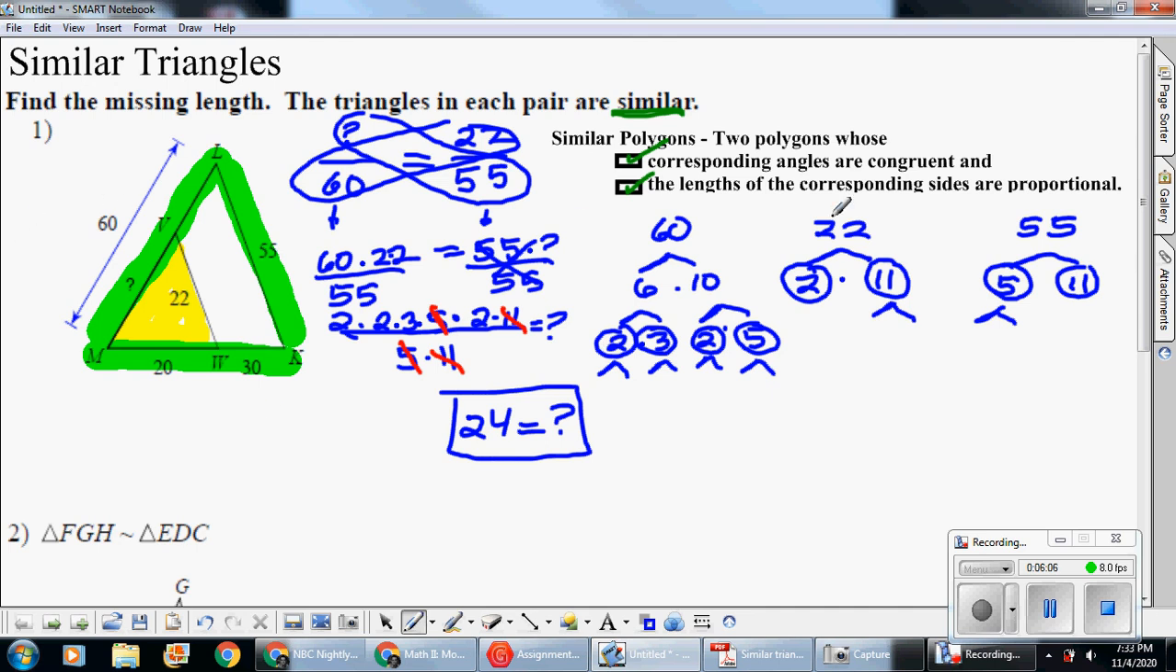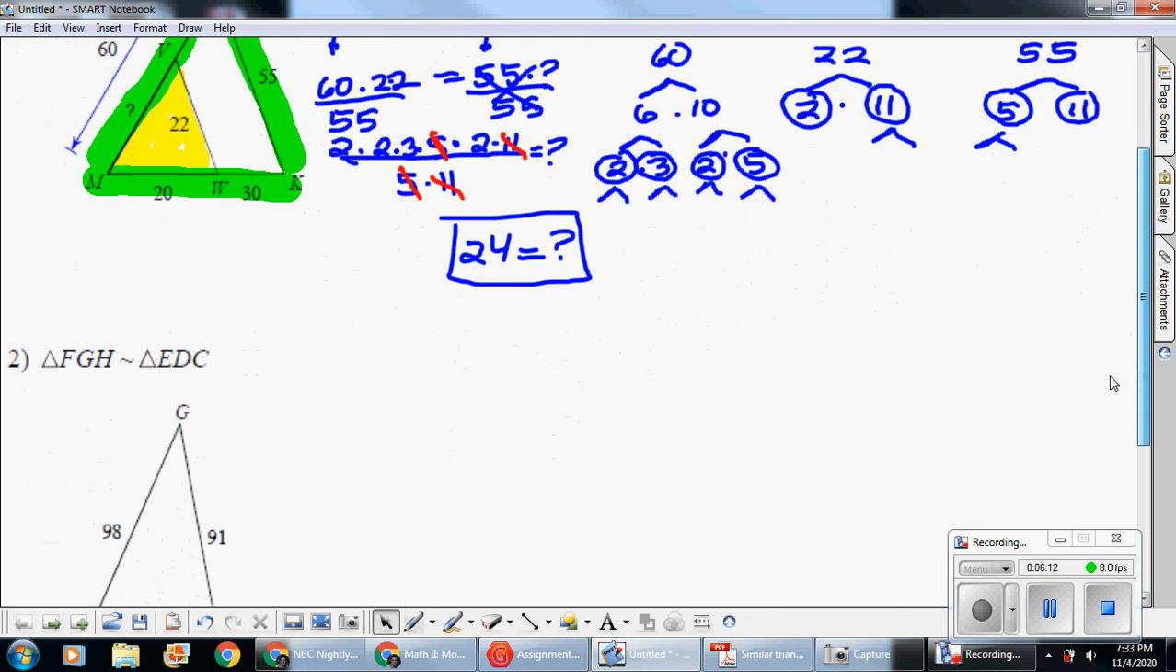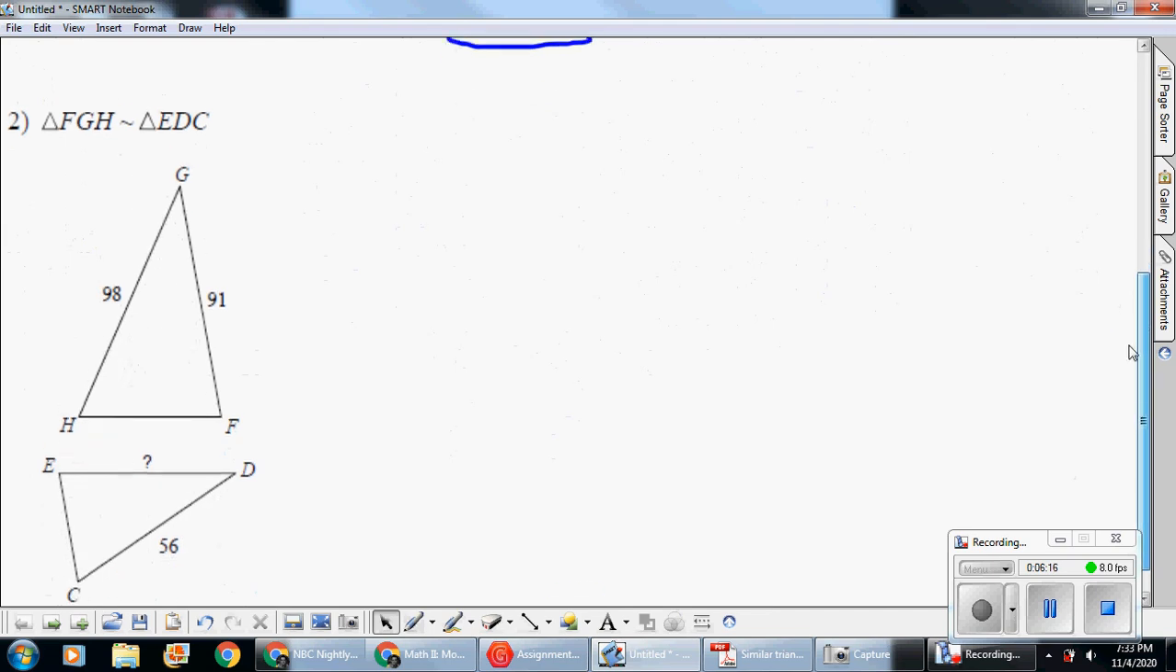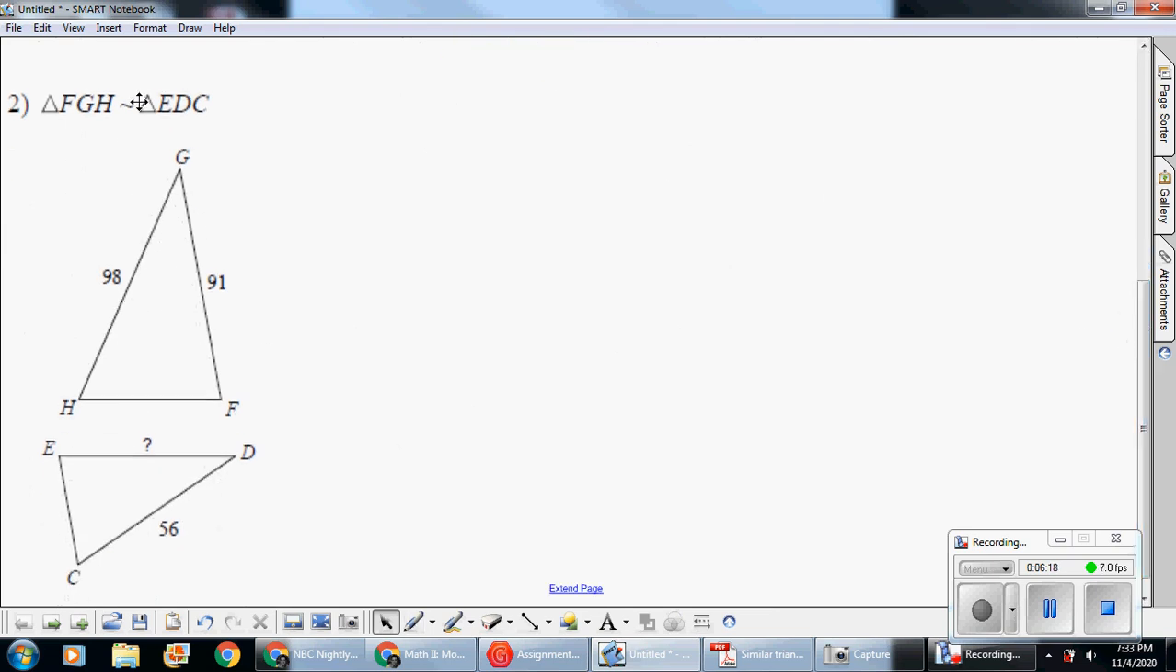Okay. Now, this is problem number 1 on your homework. Problem number 2 is from your homework again. Remember what I told you the other day: this squiggly sign means similar. Triangle FGH is similar to triangle EDC.